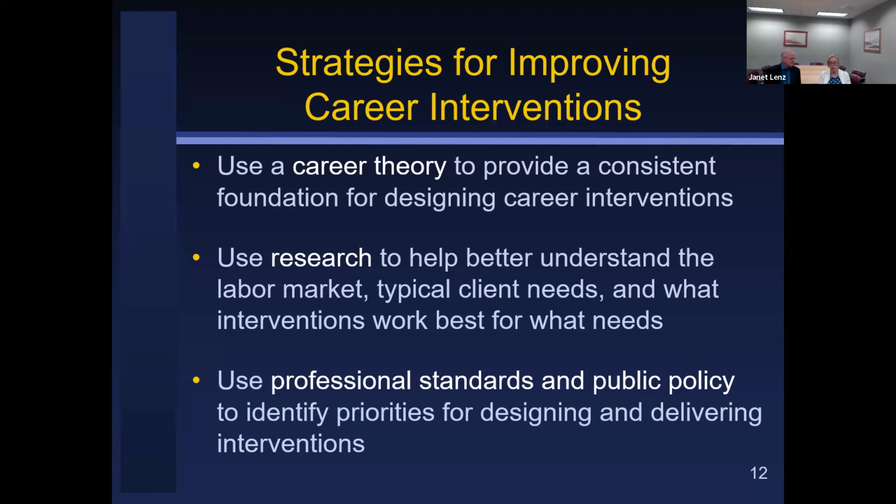And of course, regardless of your setting, there may be unique standards that you're operating with, certainly the NCDA standards, the larger standards of some of our other counseling organizations, as well as the public policy that might inform the work you do. Let's say you're working with individuals transitioning out of the correctional system, and there are specific policies around the priorities for how to best serve them in re-entering the job market. So having these three things in mind and thinking about how you can access them may be important in the interventions you're trying to implement.